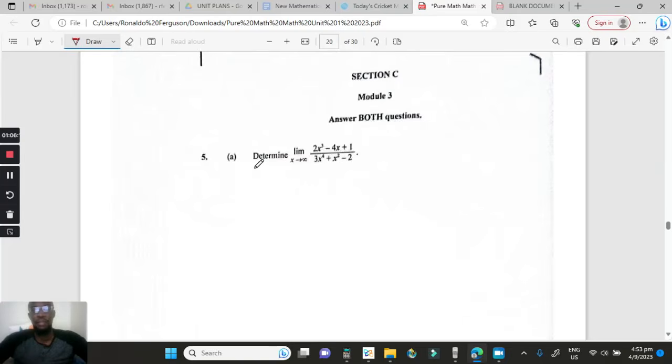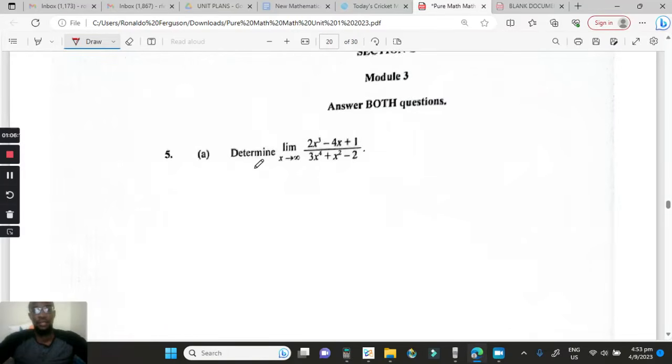Now, module 3, not so bad. Module 3 is limits and continuity, differentiation, and integration. When you get these questions, there are 2 ways to do it. Method 1 is divide through by the highest power. So for the limit as x approaches infinity, you divide through by the highest power of x, so you divide through by x to the 4 over x to the 4.